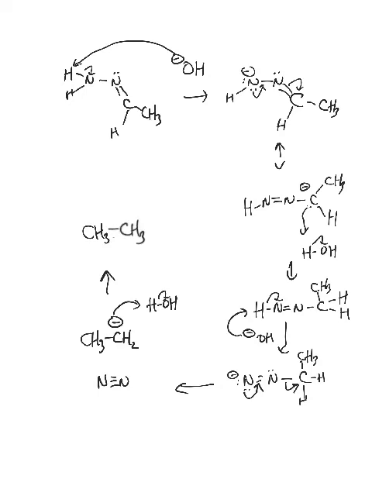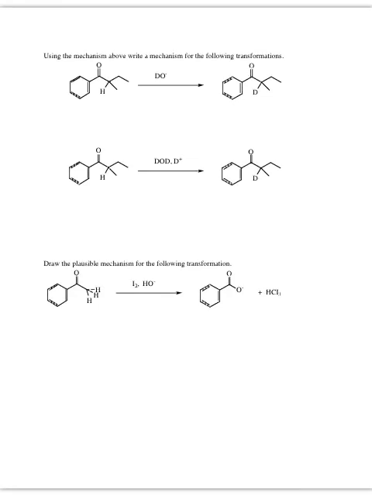And it doesn't matter what the starting carbonyl is, the mechanism is going to be exactly the same. Here we have some keto-enol tautomerizations. If we add base to a carbonyl, the base is going to grab a hydrogen off of it to form the enolate.